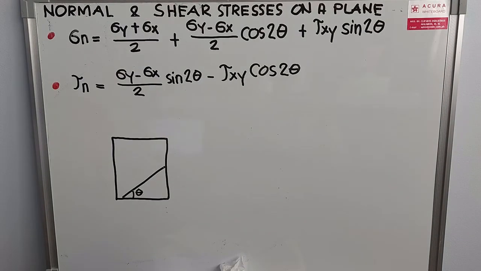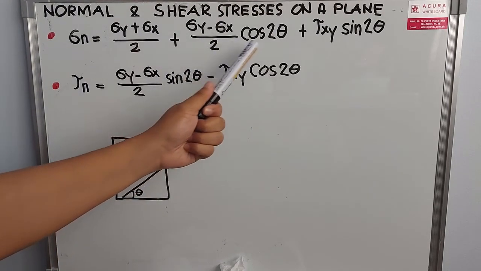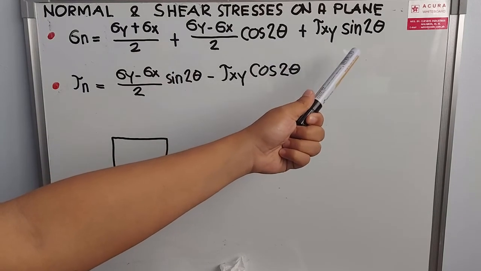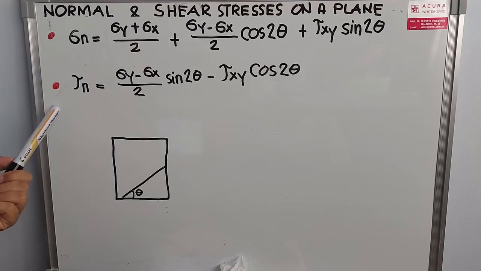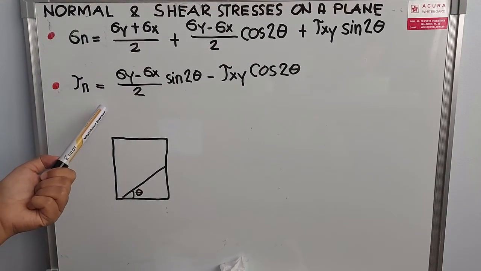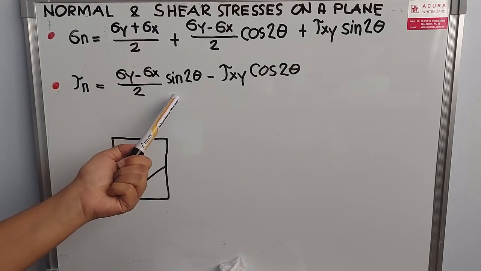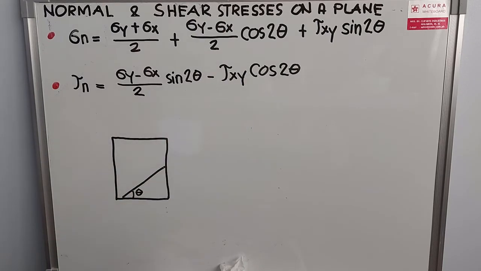So from the derivation, we now come up with the equation for normal stress, that is (sigma y plus sigma x) divided by 2 plus (sigma y minus sigma x) divided by 2 times cosine 2 theta plus tau xy sine of 2 theta. We also came up with the derived equation for shear stress, that is (sigma y minus sigma x) divided by 2 multiplied by sine 2 theta minus tau xy cosine 2 theta.